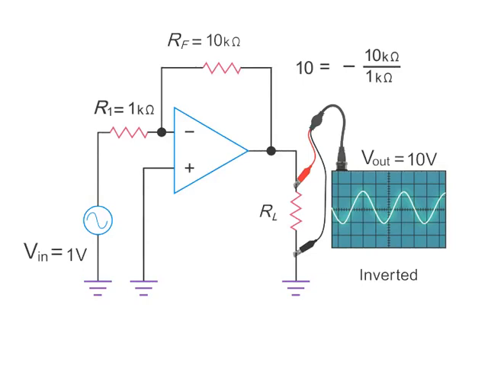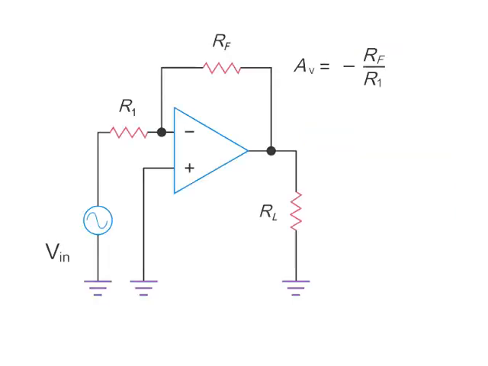Reducing the feedback resistor value, RF, to 5 kiloohms will result in an output of 5 volts peak to peak, but likewise inverted. Thus, increasing the RF value in an inverting amplifier circuit results in the amplification of the output voltage that is inverted from the original input signal.